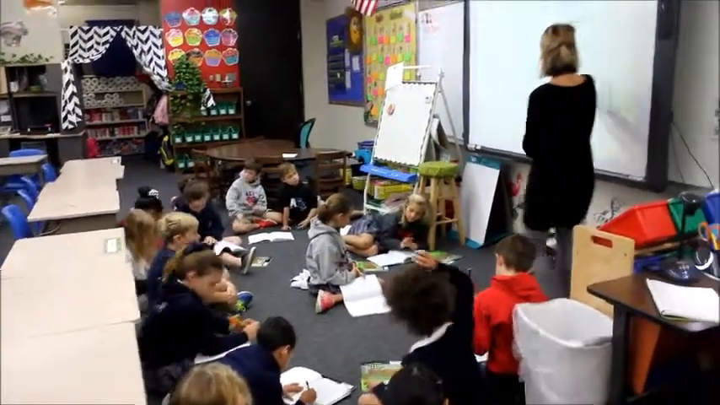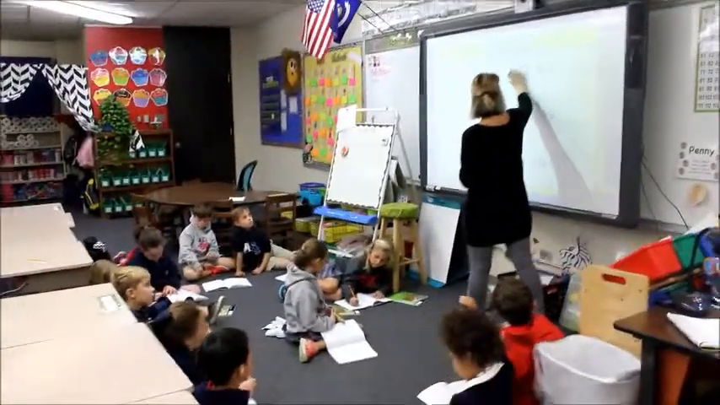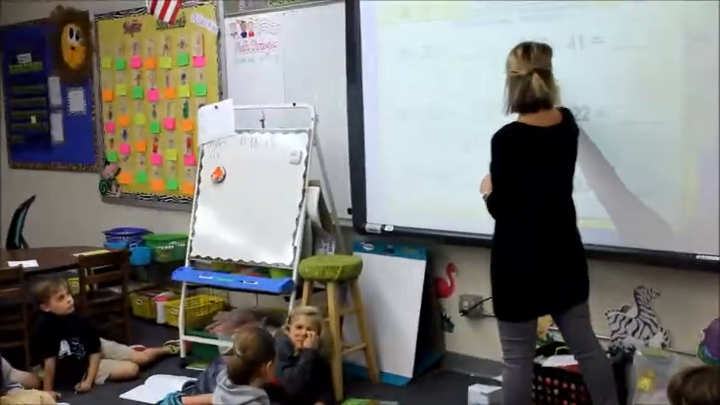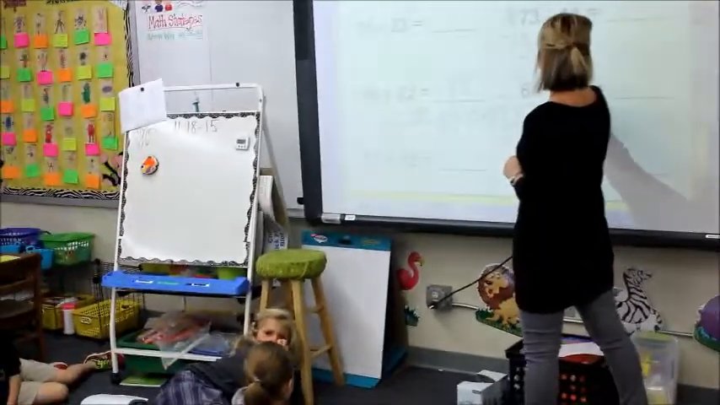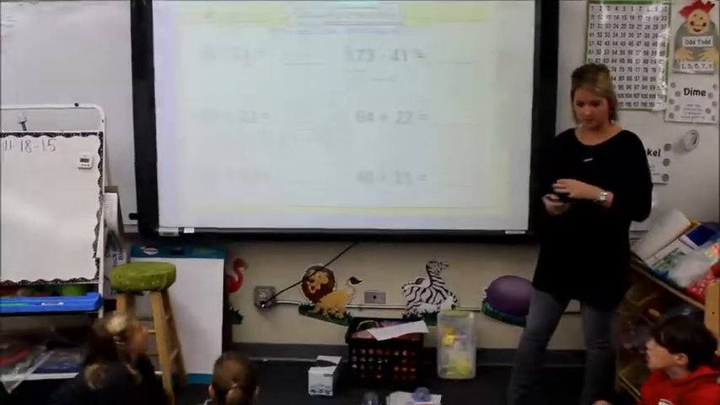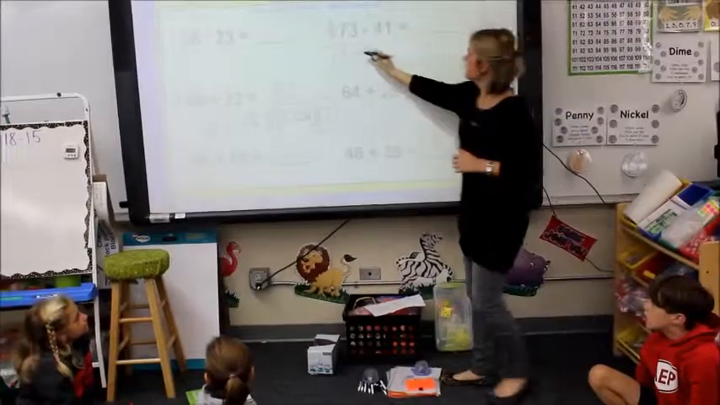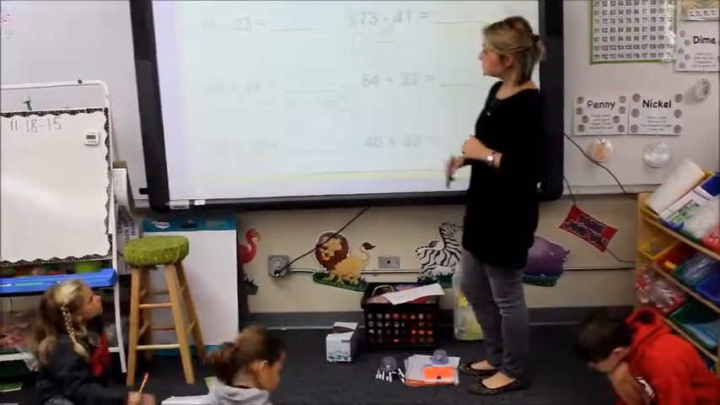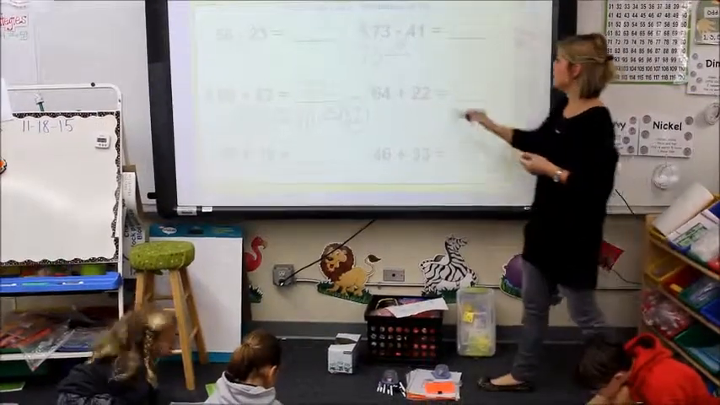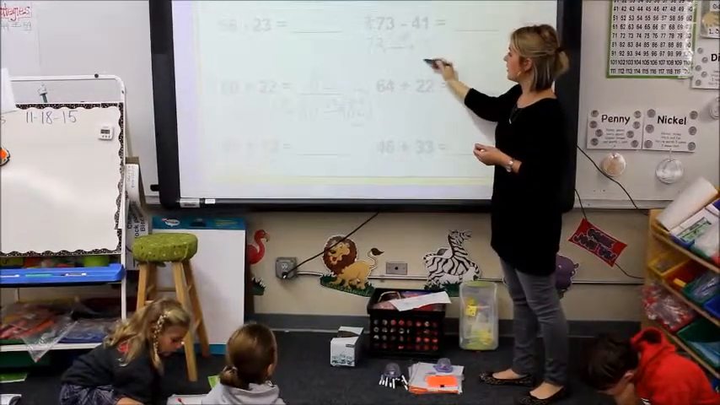All right, let's do one more. Let's do this starred one up here. 73 minus 41. All right, what do you want to take away first? Hagen? I want to take away 40. All right, let's take away 40. So it's kind of like saying 7 minus 4 would be 3. So your answer would be 33.